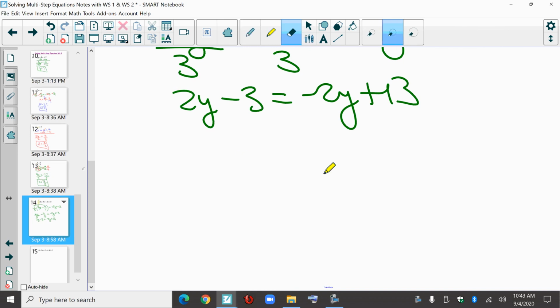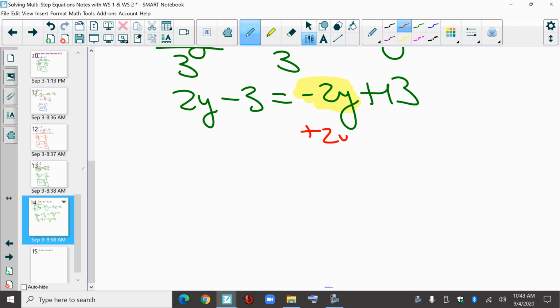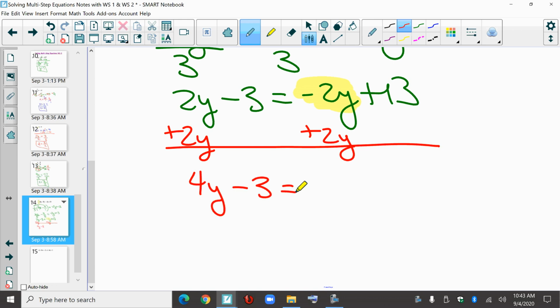Okay? So now we have variables on both sides of the equation, so we need to go ahead and find the smaller variable. The smaller variable is going to be negative 2y. So how do I bring that negative 2y over to the other side? By adding 2y. So you're going to put them underneath their like terms, and you're going to add straight down. 2y and 2y is 4y. Drop down the minus 3, and this is going to equal 13.